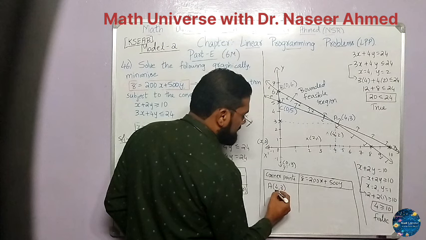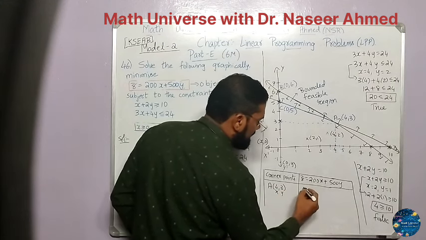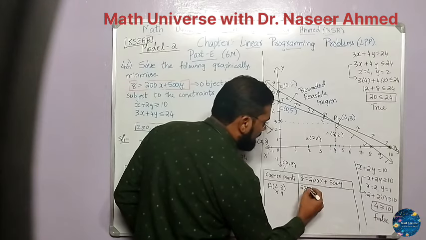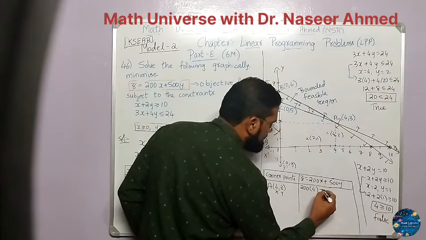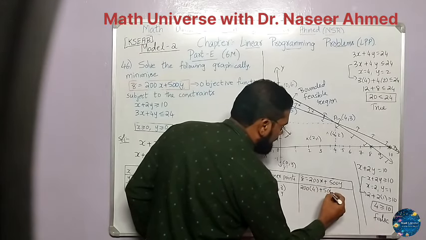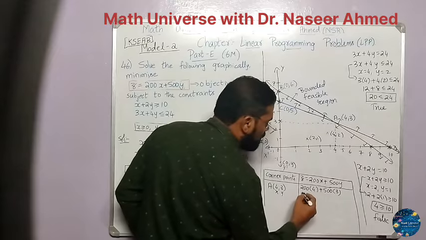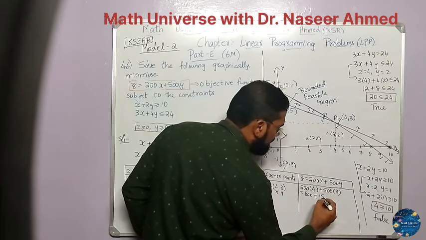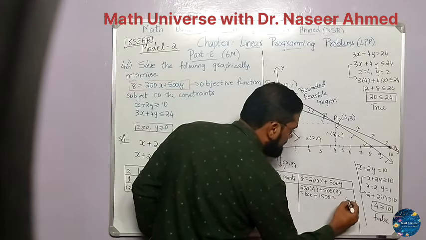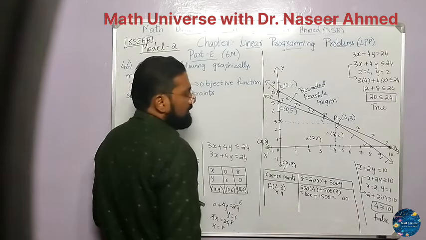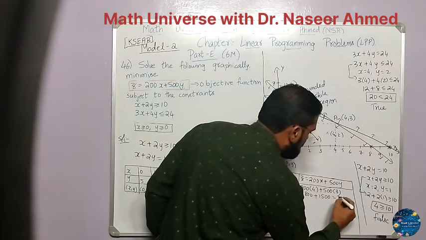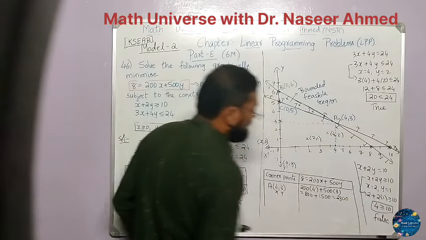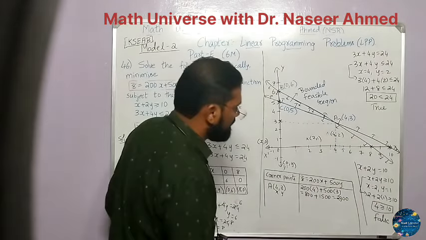Now this is my x value and this is my y value. Substitute here: 200 into 4 plus 500 into 3. 2 4s are 8 with a double 0. 5 3s are 15 with again double 0. So you get 0 0, and we get 2300 for this. Am I right? 8, 16, 24. So one less. Yeah.